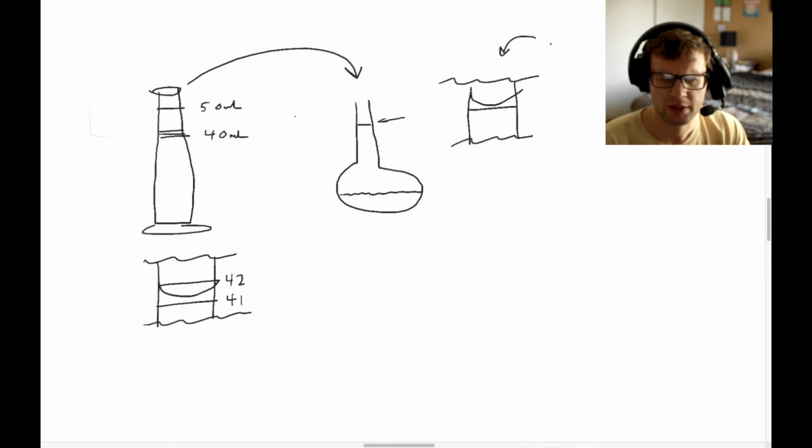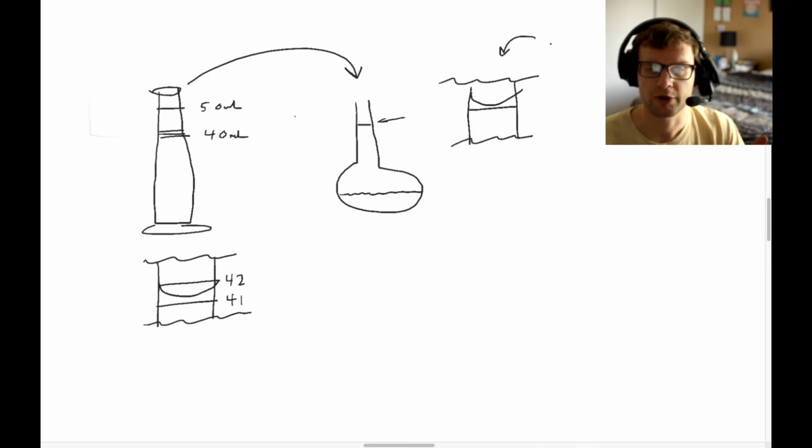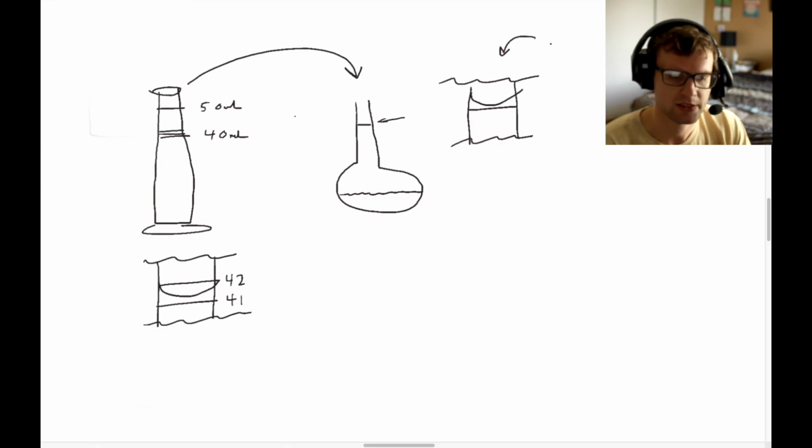So this is why the C1V1 equation is important, because it's a very useful tool in chemistry, especially when you're trying to make stock solutions.